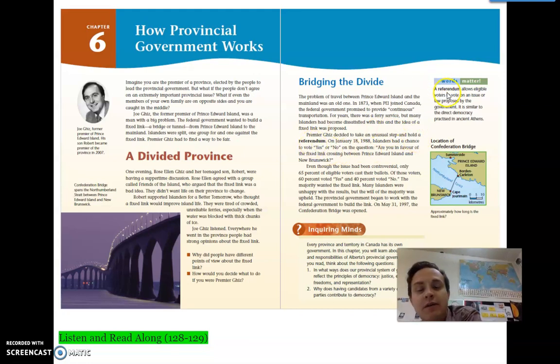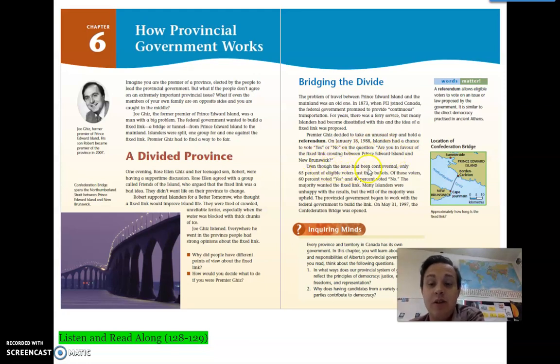Words matter. A referendum allows eligible voters to vote on an issue or law proposed by the government. It's similar to the direct democracy practiced in ancient Athens. On January 18, 1988, islanders had a chance to vote yes or no on the question, are you in favor of the fixed link crossing between Prince Edward Island and New Brunswick?